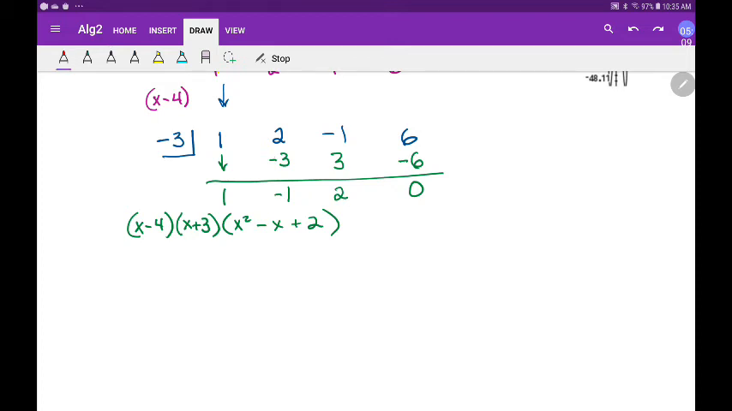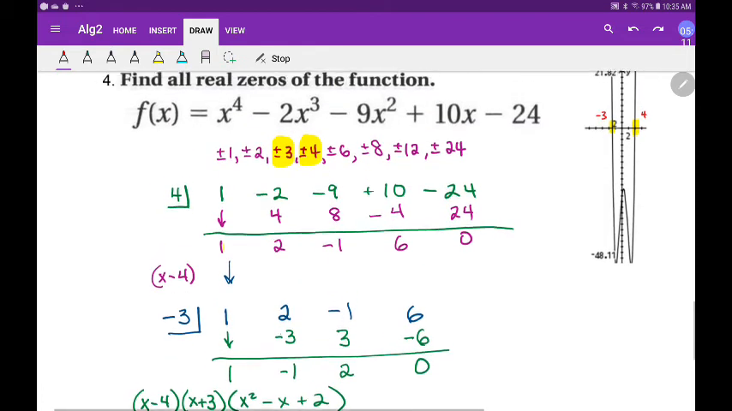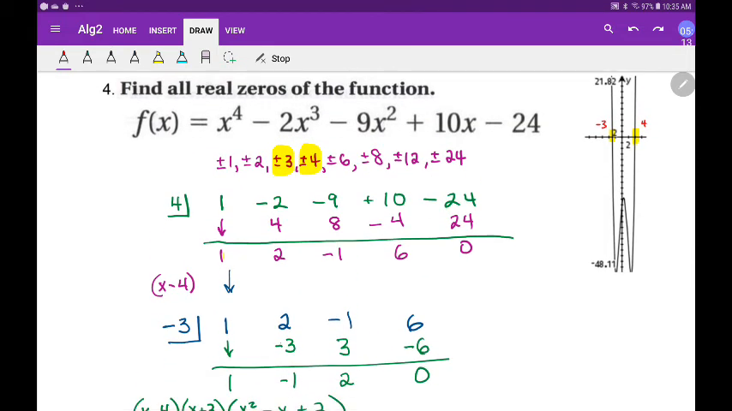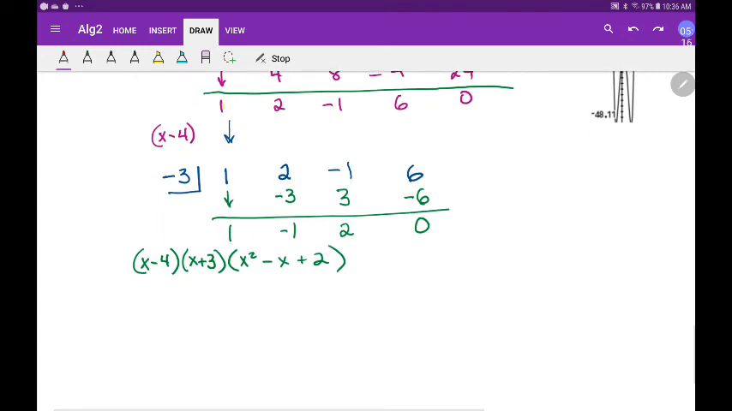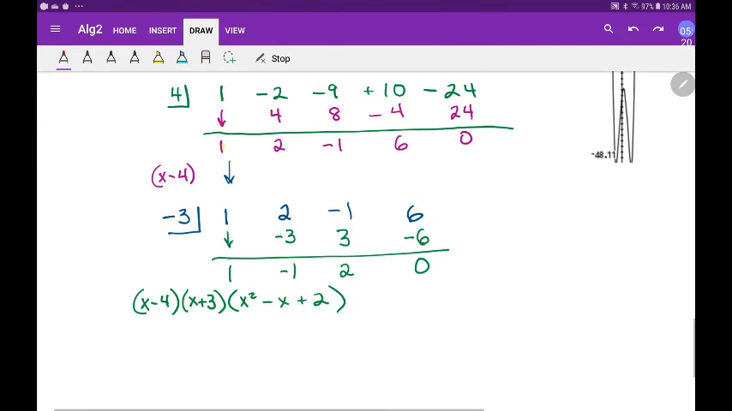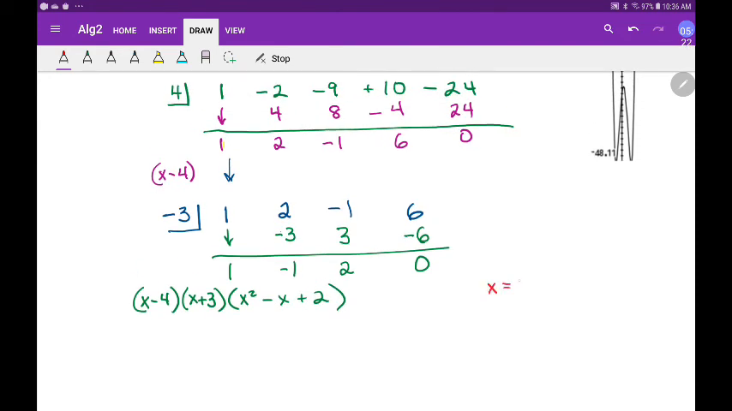It's good. And so what they asked me for exactly, find all real zeros of the function. Well, I factored it, but they want to know the zeros. So the zeros are x equals 4. That goes with the minus 4. And x equals negative 3. That goes with the positive 3. Those are my two zeros, and that's all I get.